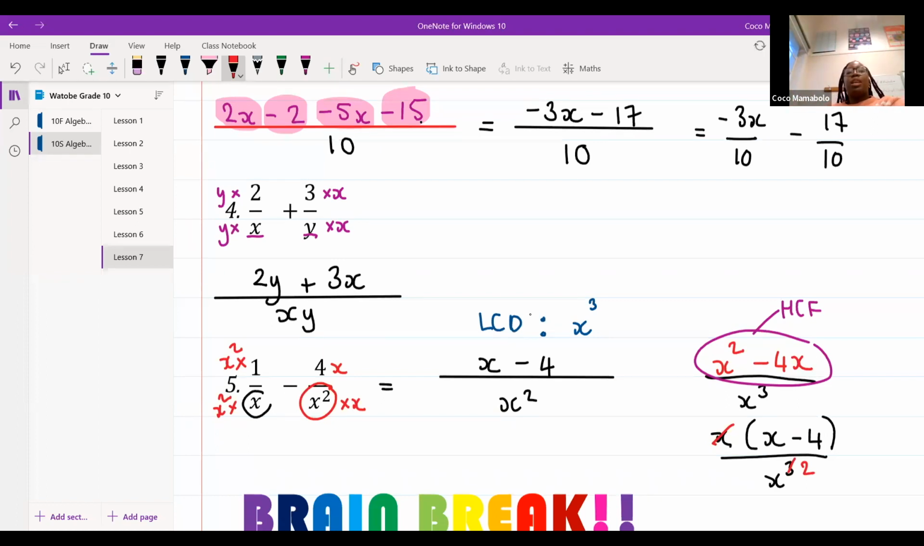Willenda says, how did we get x minus 4? Okay, it's because we multiplied the top, Willenda. Whatever we multiply the bottom with, we also need to multiply the top with.